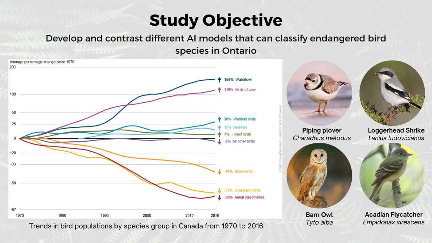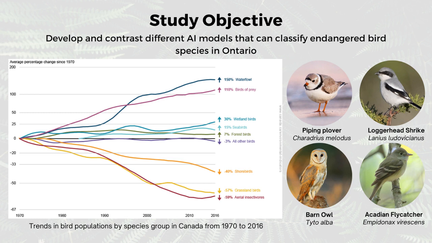We decided to take a local approach to biodiversity conservation to support our communities. Our study's objective was to develop and contrast two AI models that could recognize endangered bird species in Ontario. The first model employed transfer learning with ResNet 18, and the second model was a custom convolutional neural network model.